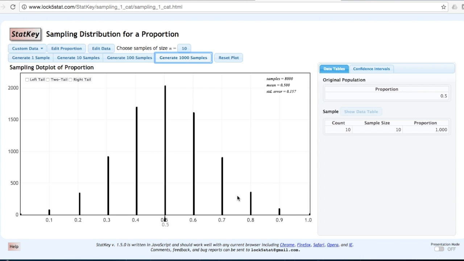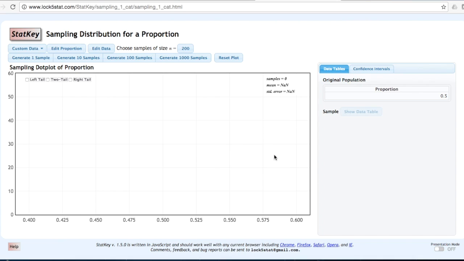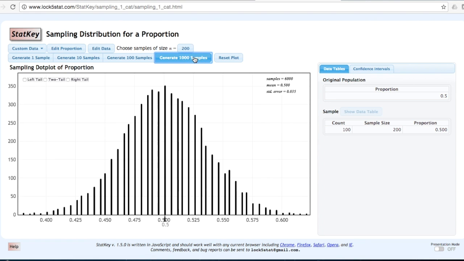Let's see what this would look like with a larger n. We'll change n to 200. Again, I'll generate a few thousand samples. With a sample size of n equals 200, I've generated 8,000 samples. The mean sample proportion is 0.499, which is approximately equal to our original population proportion of 0.5. The standard error, or the standard deviation of this distribution, is 0.035.